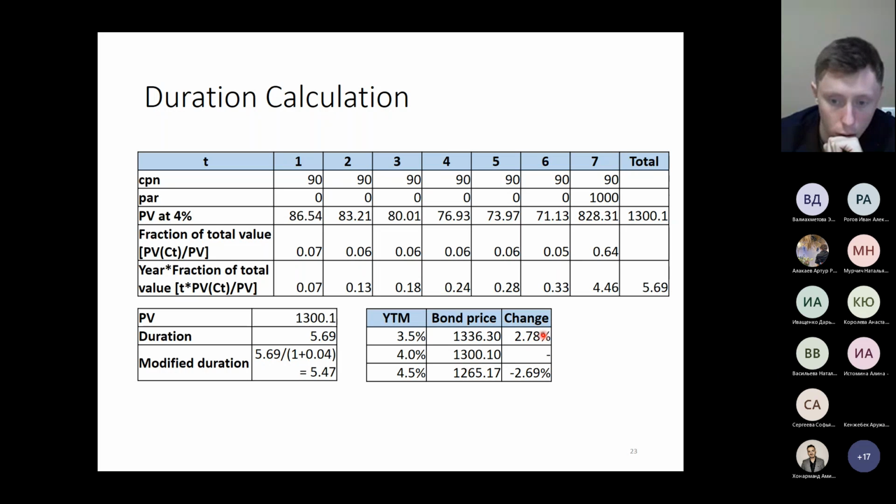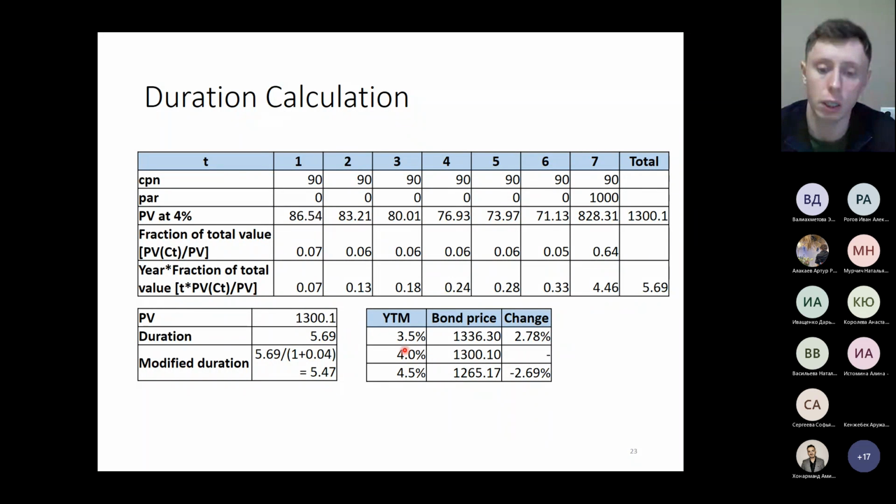So this 0.5 times 5.47 is something like 2.73. Yeah, so the actual change is very close to the one that we estimated using the modified duration.